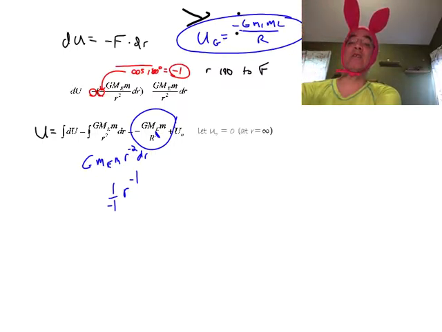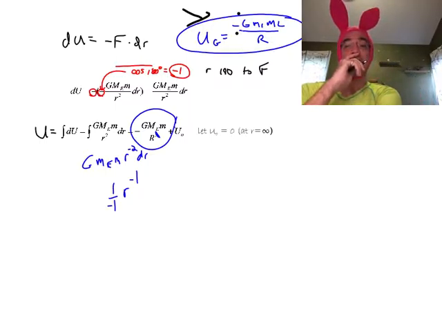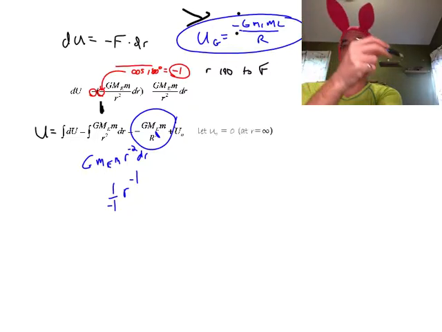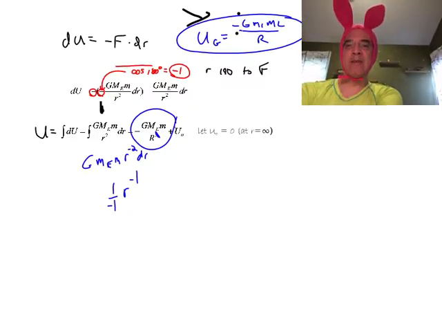To find the U, we want to take the integral of the negative F dr. There are a lot of negatives here, so bear with me. This negative here comes from the fact that it's going towards the center of the Earth, so the force would be negative. But then there's a negative in my dU, and so those two negatives cancel, and we end up doing the positive integral of G mass of the Earth m over r squared, which we can write as G times mass of the Earth times m times r to the -2.